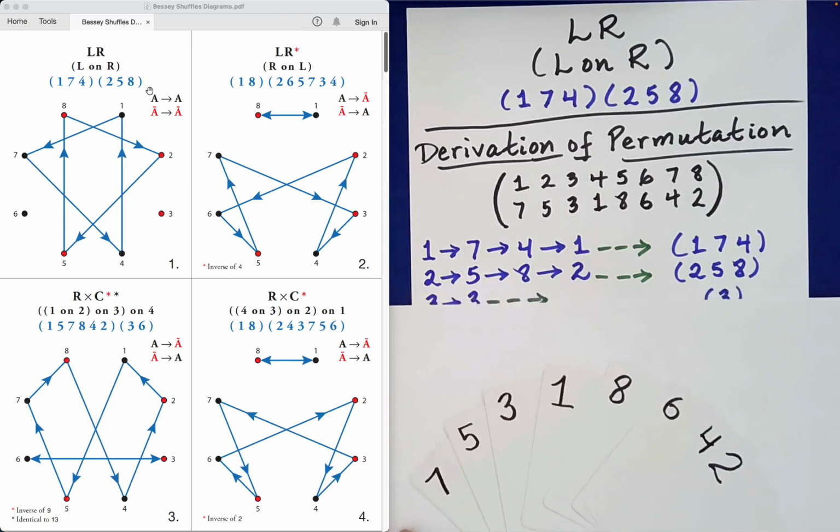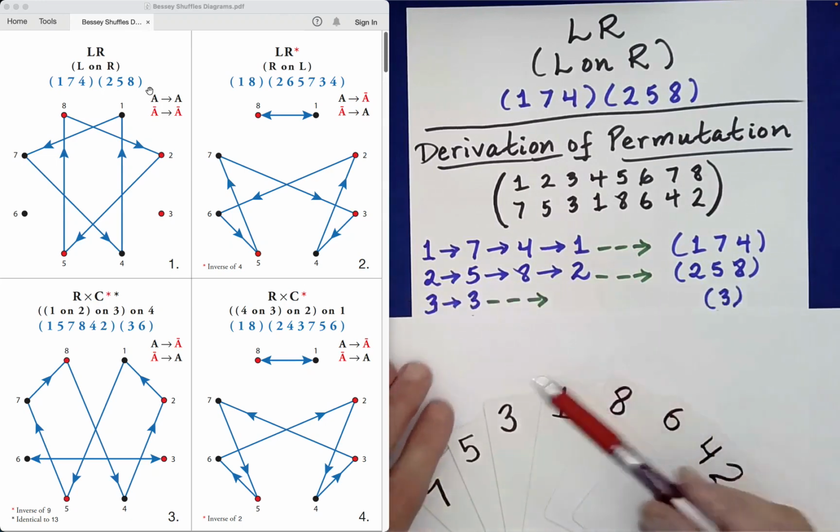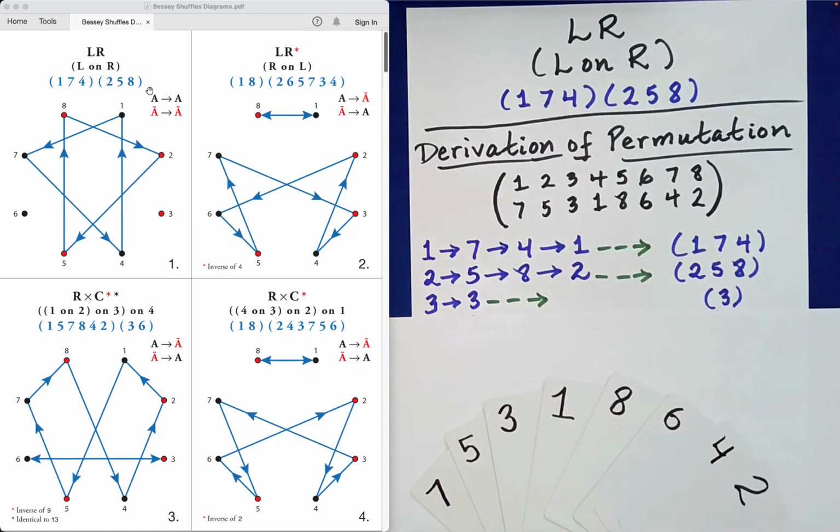Now what is happening with the others? So look at 3. Ooh, that's interesting, and you can see it. Remember, this is the top card, so this is position 1, 2, 3. Oh, the card in position 3 stayed in position 3. So that's why we have an arrow from 3 to 3, and we write it as a single cycle. It's called a fixed point. So if you perform this shuffle 1 time or 1,000,000 times, 3 stays right where it started. It doesn't go anywhere. It's a fixed point.